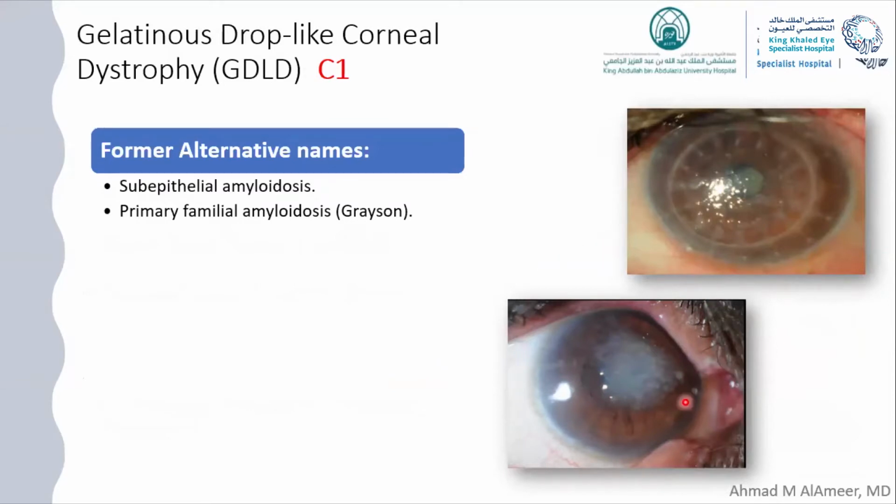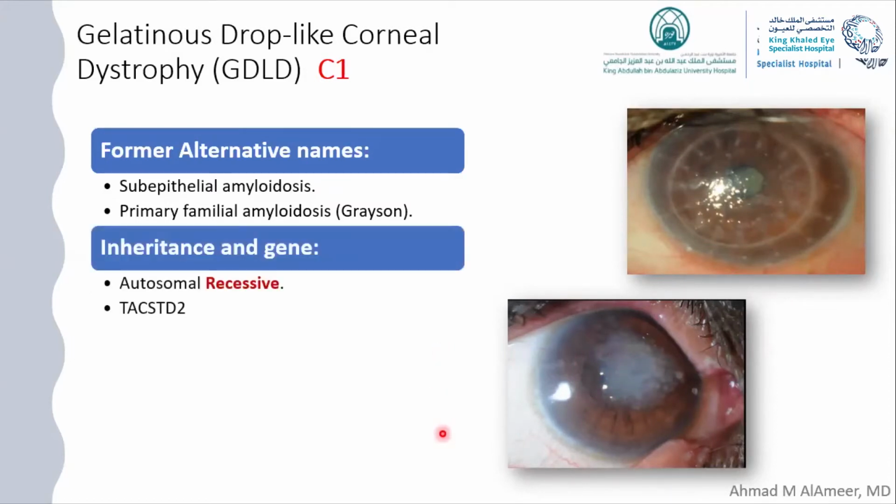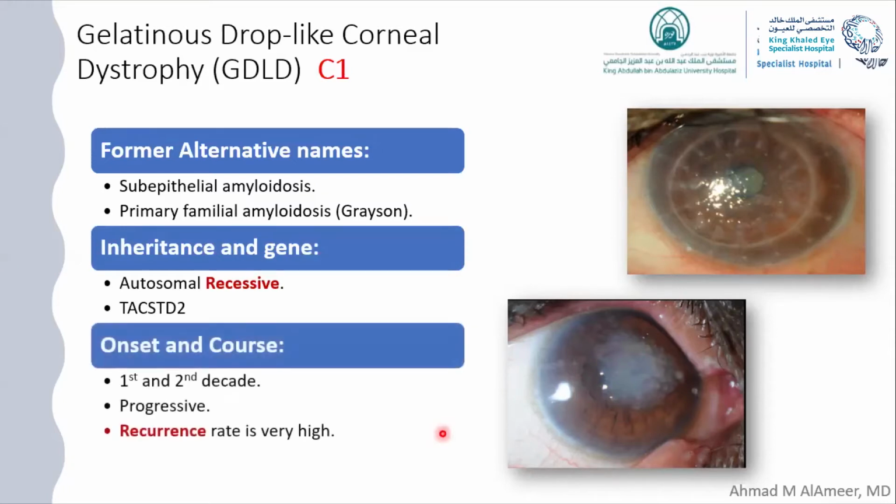And this picture shows corneal vascularization. Most of the dystrophies don't have corneal vascularization, but this one might present with superficial vascularization. It is autosomal recessive, and the gene is tumor-associated calcium signal transducer 2. It starts early in childhood and is progressive, and the recurrence rate is very high, almost 100%.